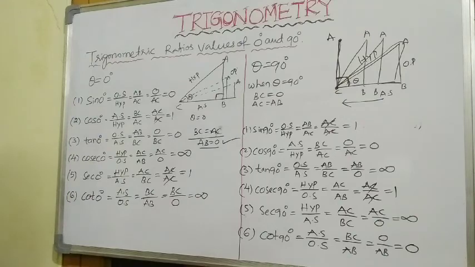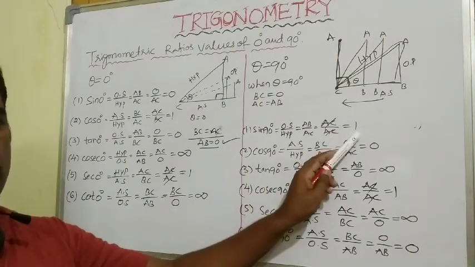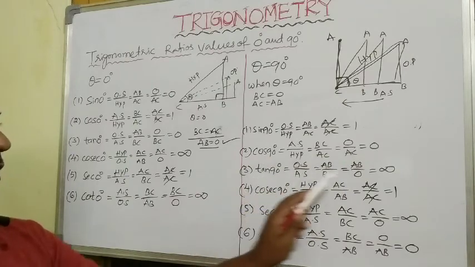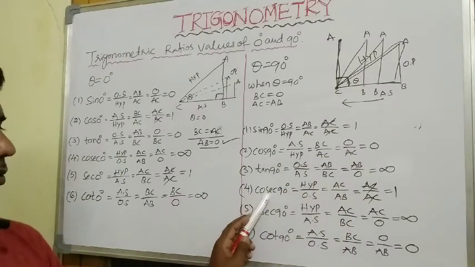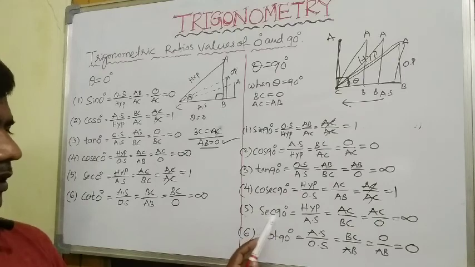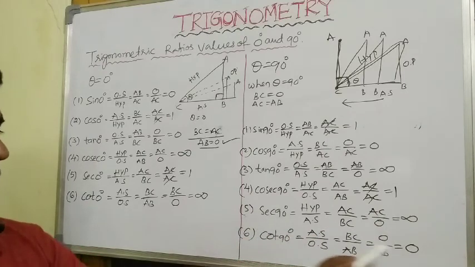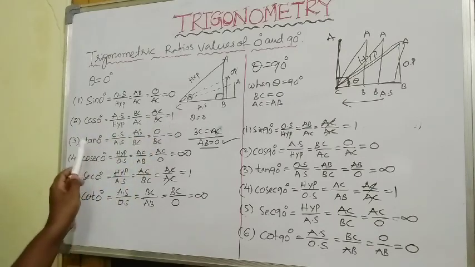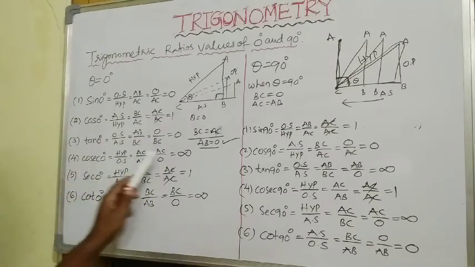So that's why sin 90 value is 1, cos 90 value is 0, tan 90 value is not defined, cosec 90 value is 1, sec 90 value is infinite, cot 90 value is 0. Sin 0 value is 0, cos 0 value is 1, tan 0 value is 0, cosec 0 value is not defined, sec 0 value is 1, cot 0 value is not defined.